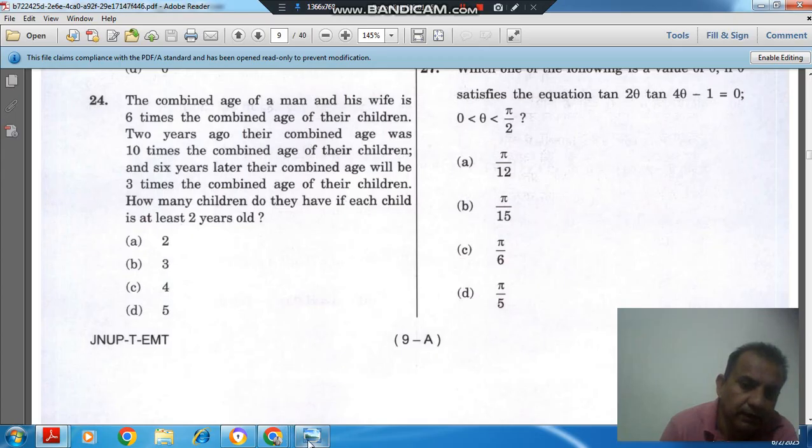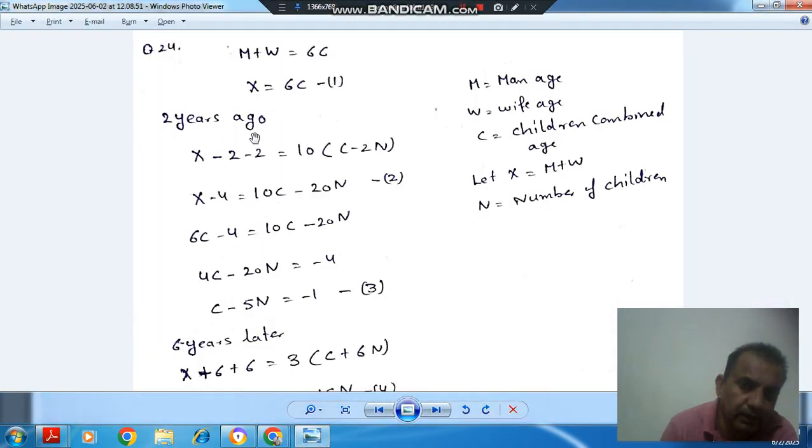Okay. And 2 years ago their combined age will be 2 less for the man, 2 less for his wife, so it will be x minus 4, and the combined age of the children will be c minus 2n. Suppose n is the number of children. For husband and wife we subtract 2 times 2, and for the children we subtract n times 2.